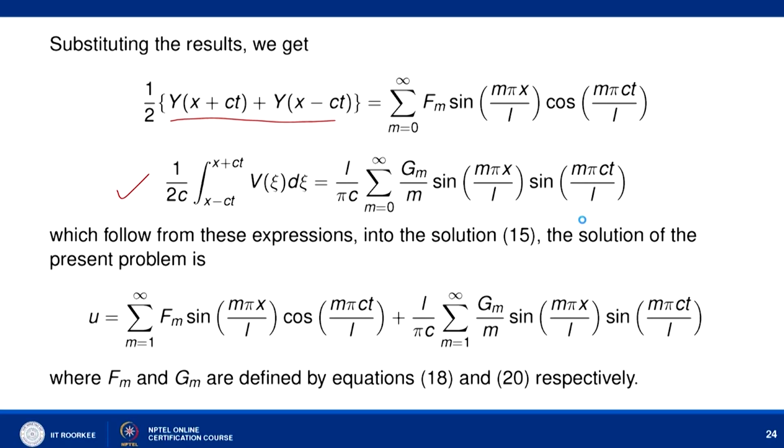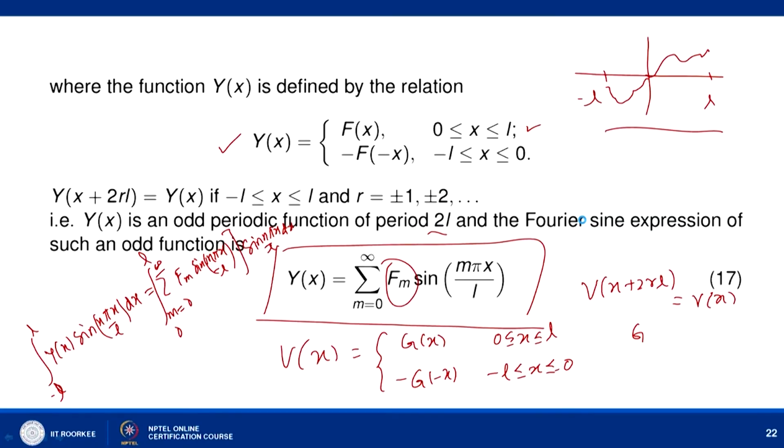Here we simply use the expression for y of x as this, and when you have this, then you can write y of x plus ct as the sum over m of f m sin(m pi (x plus ct) by L).